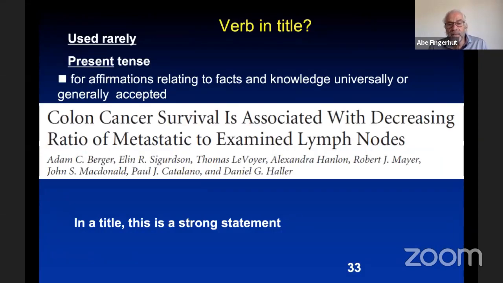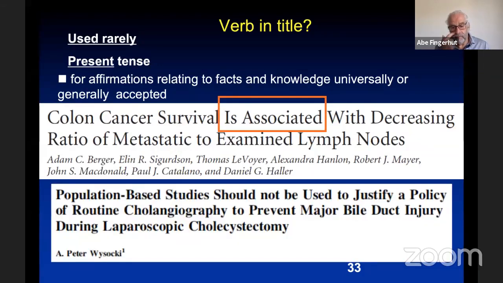Can we use a verb in a title? Yes, we can. But be very careful. A verb is making a statement which is very strong. We're affirming that there is an association between cancer survival and the ratio of lymph nodes. Very strong. Even stronger: "should not." "Should" is a recommendation. It's very strong. We should only use those titles with verbs if we are sure of what we're saying.